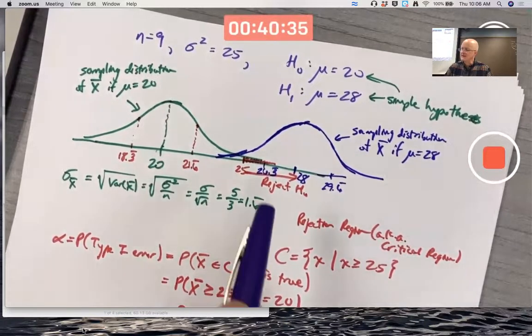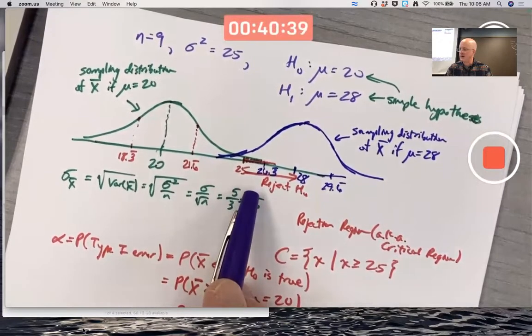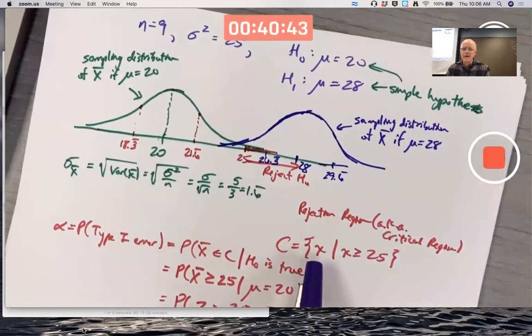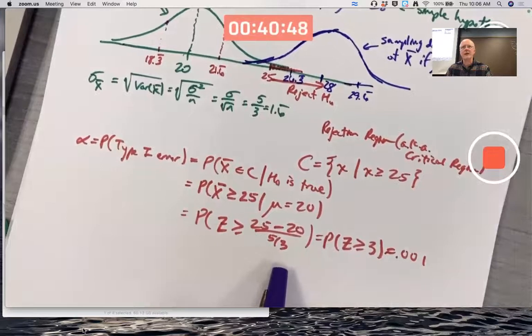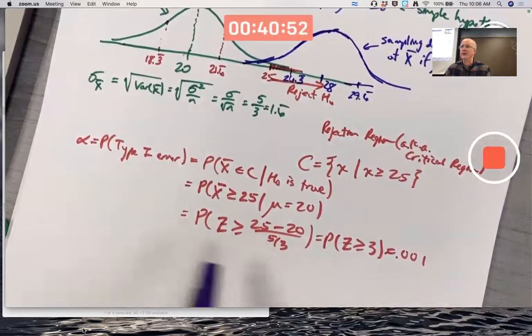And by the way, notice, yes, I did define the rejection region as the book does by saying we're rejecting if X bar is bigger than 25. And that helped us find alpha. You also can go the other way. Sometimes you can be given an alpha, like say 0.05, and you can figure out the rejection region. You can reverse the process, right?